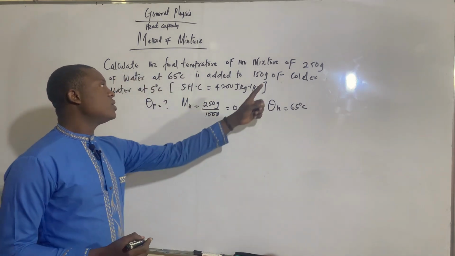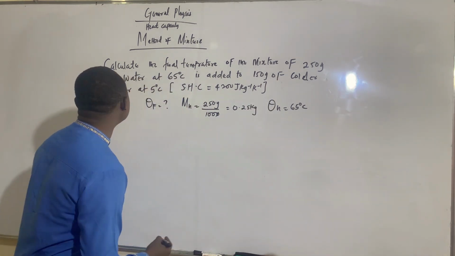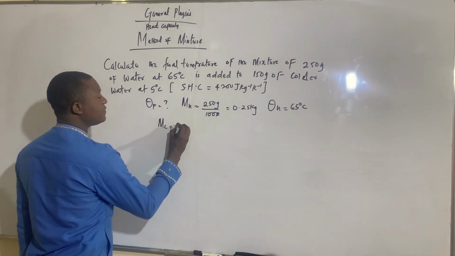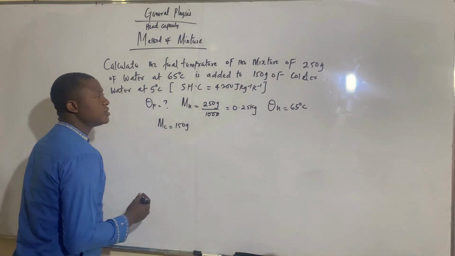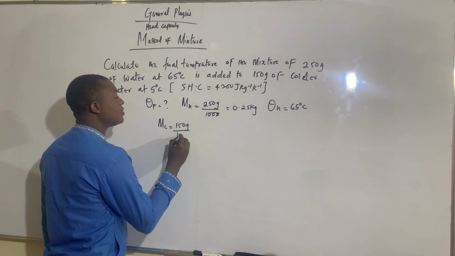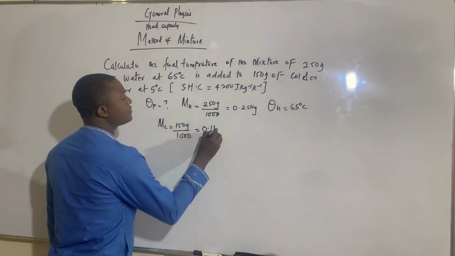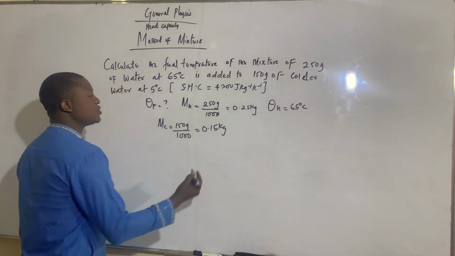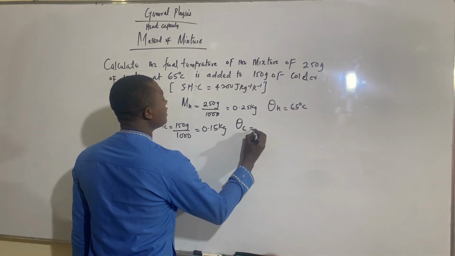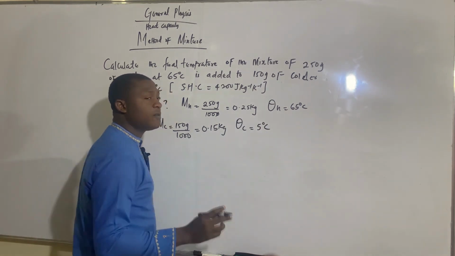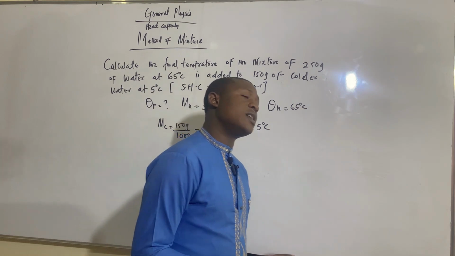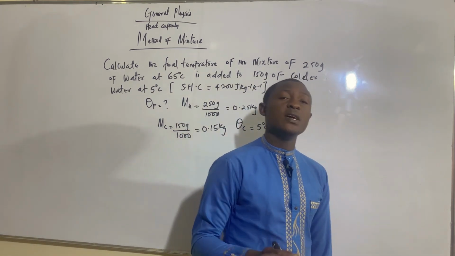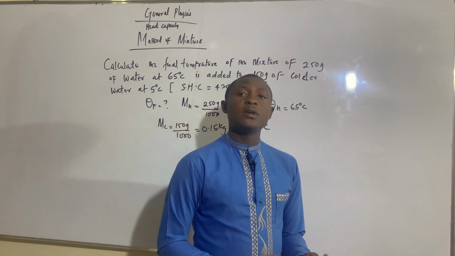It's added to 150 grams of cold water. So that means the mass of cold water is given as 150 grams. This value is also in gram. We can convert it to kilogram, divided by 1,000. So here we are going to have 0.15 kilogram at 5 degrees Celsius, meaning the temperature of the cold water is 5 degrees Celsius. So for the temperature, the conversion doesn't matter. Either the value is in Celsius or Kelvin, you can use that one. It's only mass that we need to convert. If you are given your mass in kilogram, you are free to go.